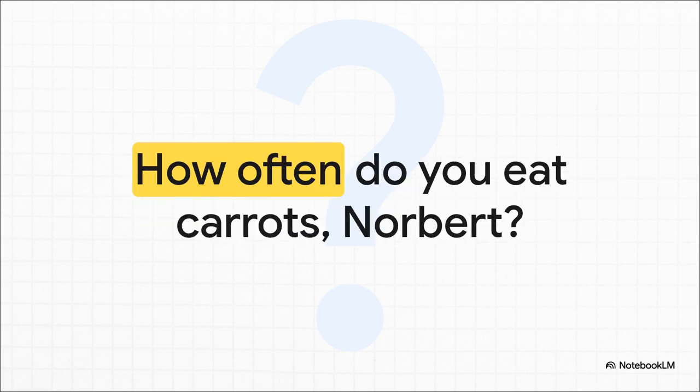And for our last question, let's have some fun. Imagine you're talking to a rabbit named Norbert. You ask, how often do you eat carrots, Norbert? In Arabic, that's كم مرة تأكل الجزر يا نوربرت? Now that phrase, how often, is asking about frequency. And since we're talking about a rabbit, the perfect answer is, I eat carrots every day. باللغة العربية, آكل الجزر كل يوم.